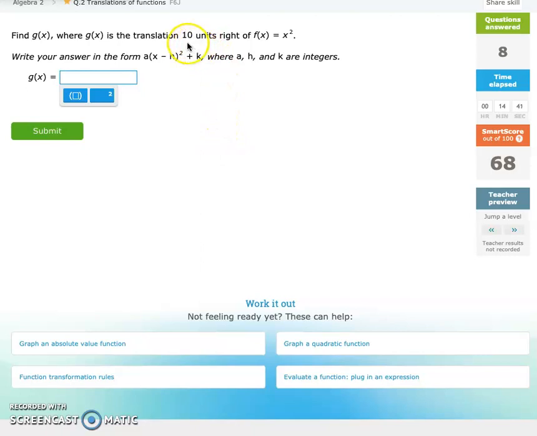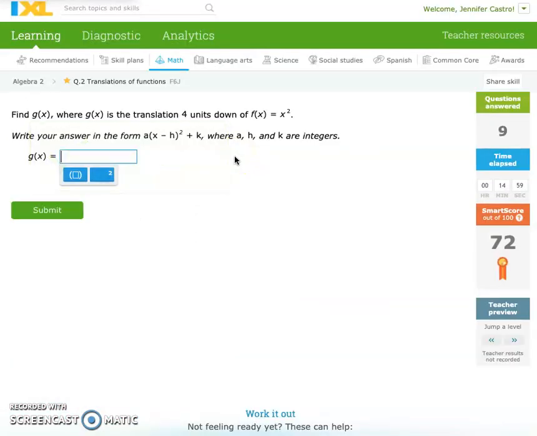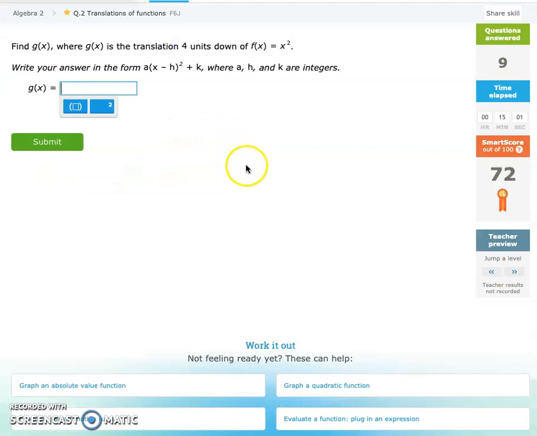All right, it goes the same process with a quadratic. So this one's asking us to go 10 units to the right. So in this case, I would have, actually I'm going to use parentheses, x minus 10. So remember 10 to the right means I'm going to have subtraction inside those parentheses. And then squared. I got it.